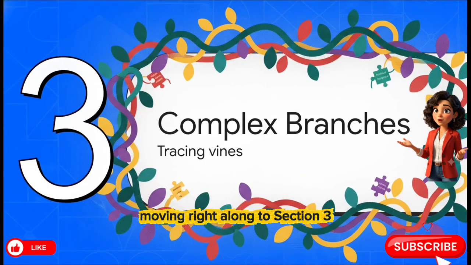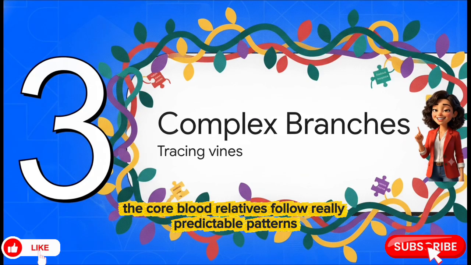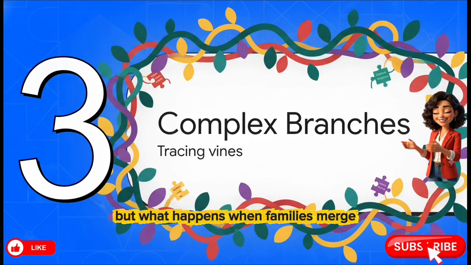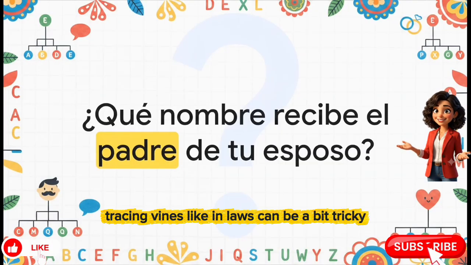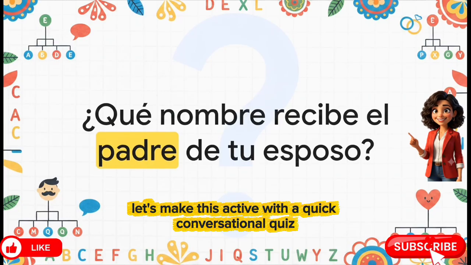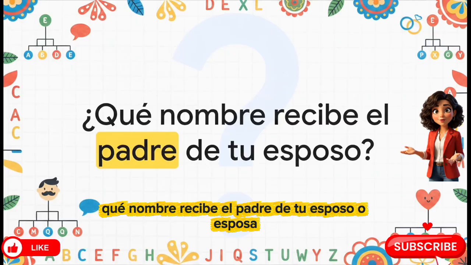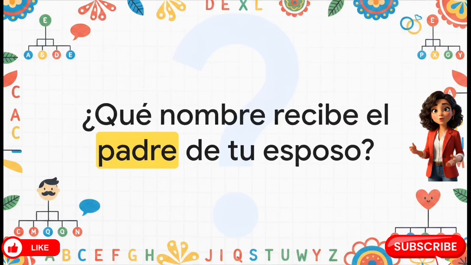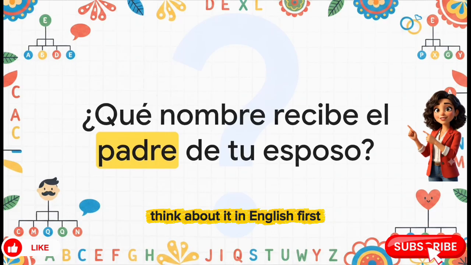Moving right along to section 3, complex branches and in-laws. The core blood relatives follow really predictable patterns, but what happens when families merge? Tracing vines like in-laws can be a bit tricky, but don't worry, we're going to solve this together, like a puzzle. Let's make this active with a quick conversational quiz. ¿Qué nombre recibe el padre de tu esposo o esposa? Literally translated, what name receives the father of your husband or wife? Think about it in English first.